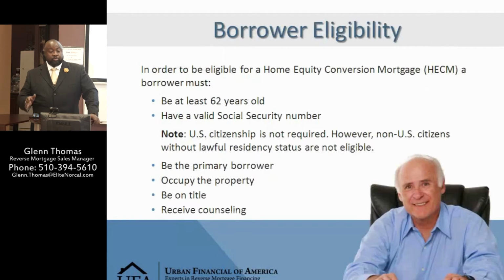In order to be eligible, you got to be 62 and have a valid Social Security number. However, non-U.S. citizens without lawful residency are still not eligible. So if they don't have a Social Security number, there's nothing we can do. They got to have a Social Security number. You got to be the primary borrower. You got to occupy the property, be on title, and receive counseling.